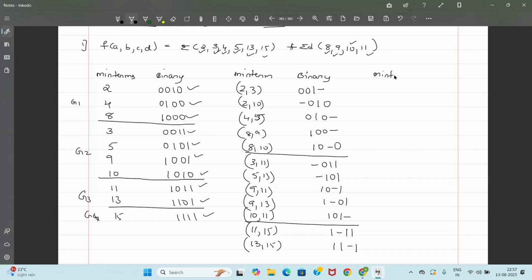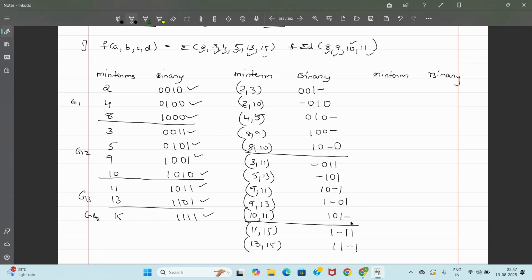We'll go for the third column, with the min term and its corresponding binary. Compare the numbers which have a dash in the same position. That becomes very easy for you. Instead of taking 2, 3 and comparing with all the values in the second set, only look for the number which has a dash in the last position from here.